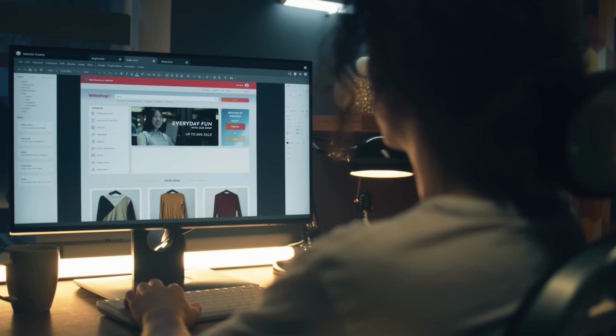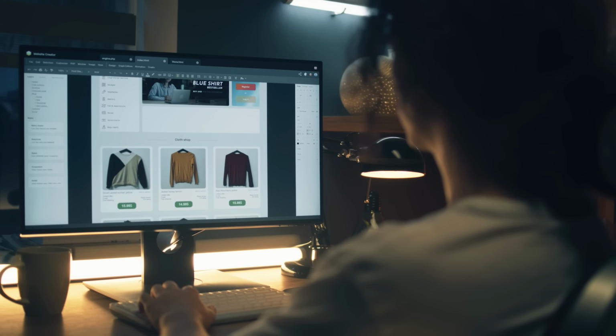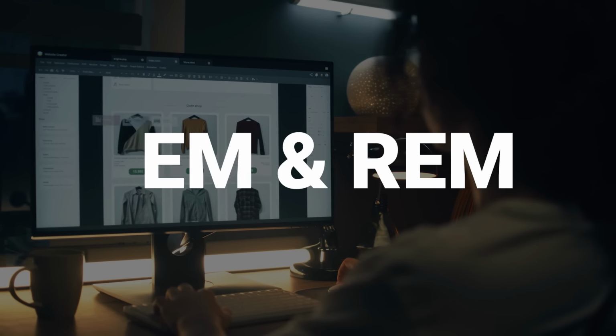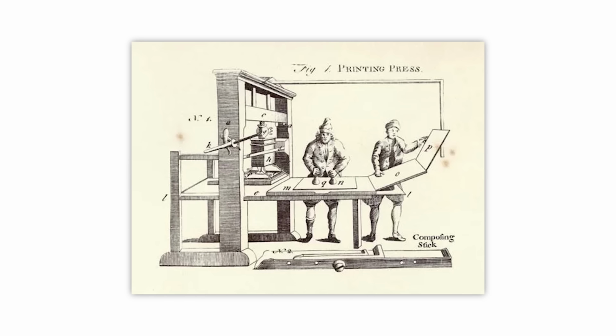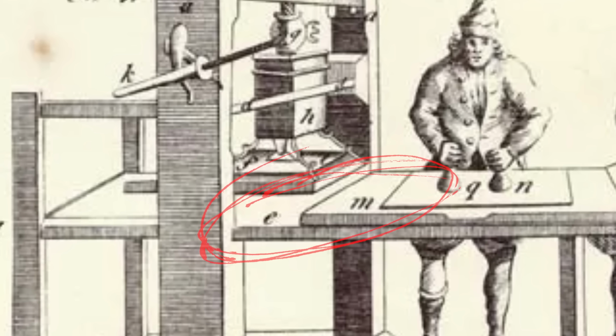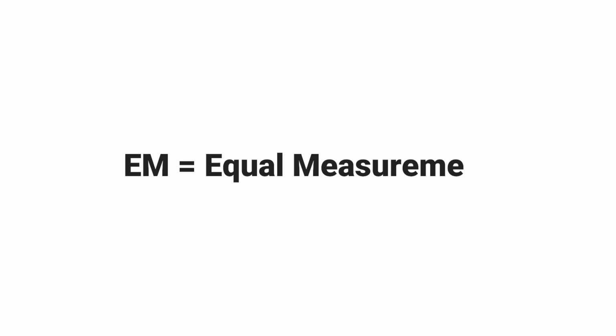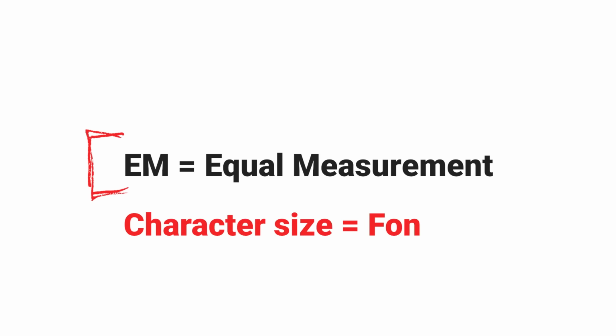But if you're just designing digitally, the most important size convention you need to know is EM and REM, or M and REM. M stands for no one's really sure. People have different ideas about it originating from the size of the letter M in the printing press. I personally think it stands for equal measurement because it's a unit of measurement that sets the size of a character equal to the size of the font.